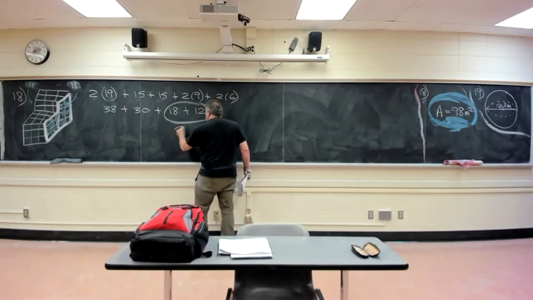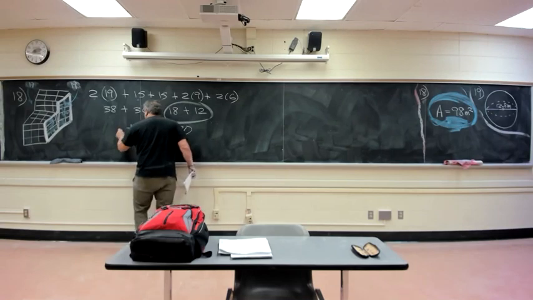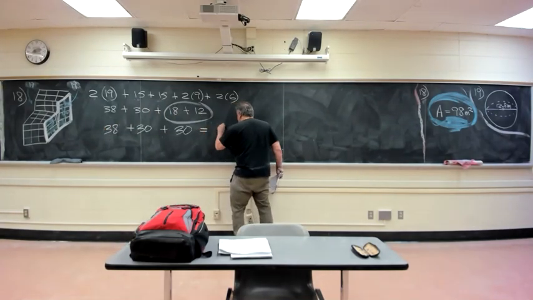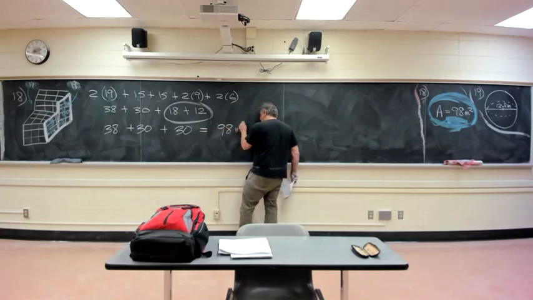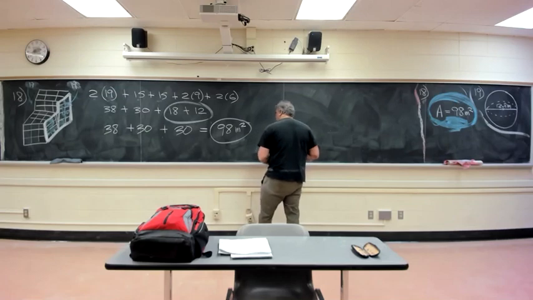This right here is 30. This is 30. This is 38. You add them together, you got 98. They were right. I was wrong. Well, at least we catch it.